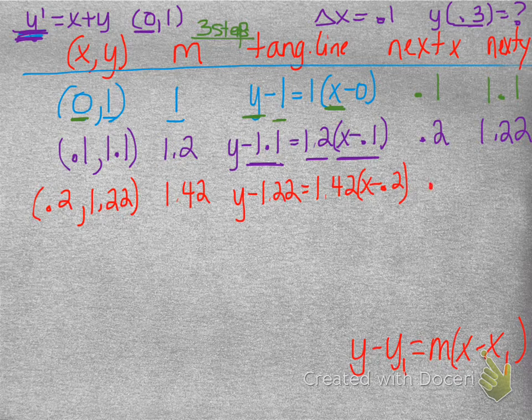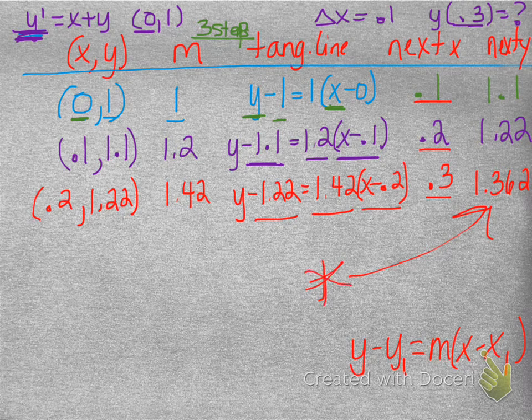The next x, again, I'm going up by 0.1 every time. Every time you just go up by however much you decided that you needed to. Plug in your 0.3 for x, 0.3 minus 0.2 times 1.42 plus 1.22, you get 1.362, and that is the answer. Because the problem said for you to approximate y of 0.3. That means figure out what the y value is at 0.3. We're going to estimate that it's 1.362.